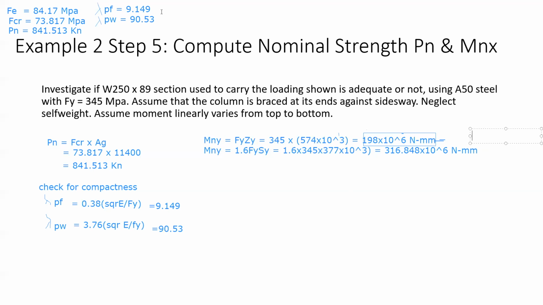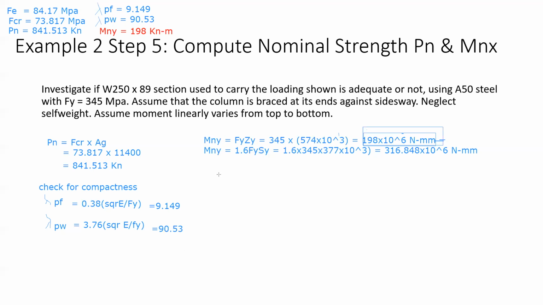So let's call it dito sa taas. We have Mny. Yung nag-govern na yung isusulat ko. So this is 198 kilonewton meter. Okay? So dito tayo sa mag-govern na smaller value.